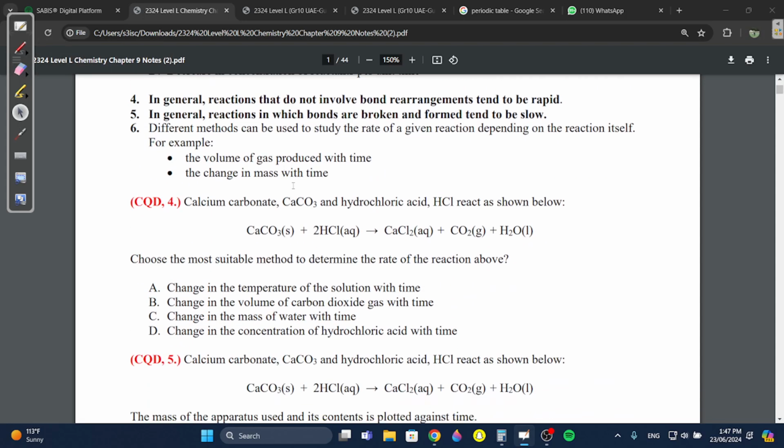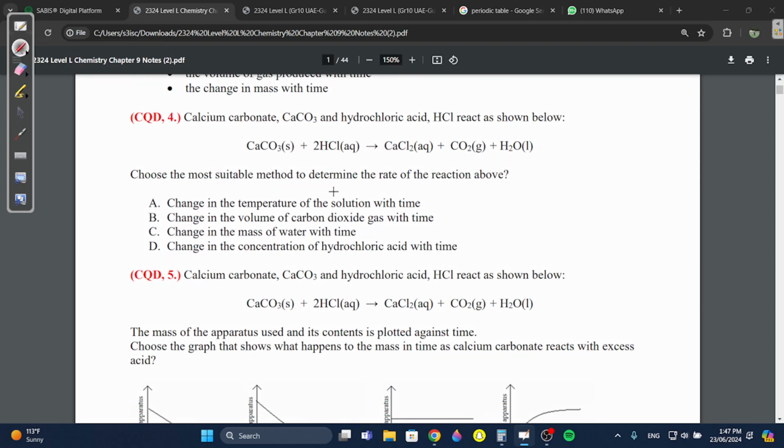CQD4, calcium carbonate and hydrochloric acid react. Choose the most suitable method to determine the rate of reaction. You have a carbon dioxide gas being produced. Since you have a gas being released, that means the best way would be to measure the volume of the gas. Okay, so it would be the change in the volume of the carbon dioxide gas with time.